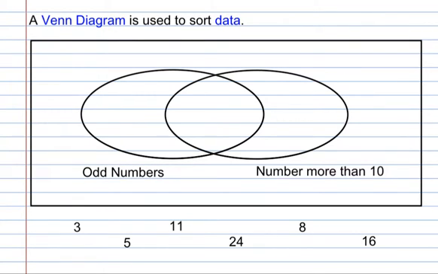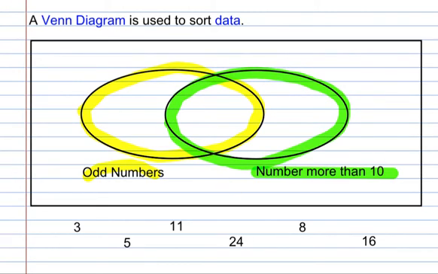Well, what we are allowed to do is we are allowed to overlap the two closed curves like so that they're overlapping, and there's this space in the middle that's in both sets. So the set of odd numbers is this curve here. And then we've got the numbers more than 10, which is this curve here.